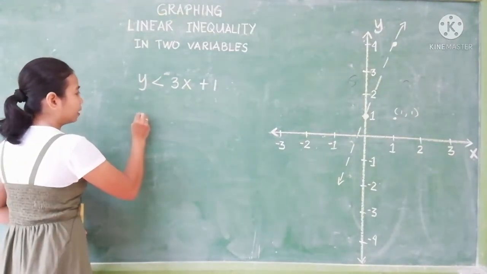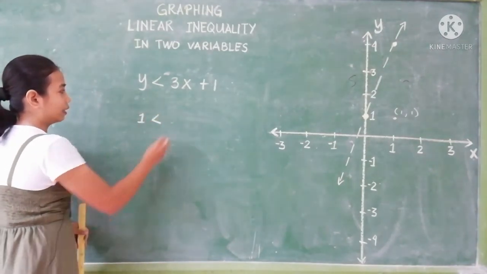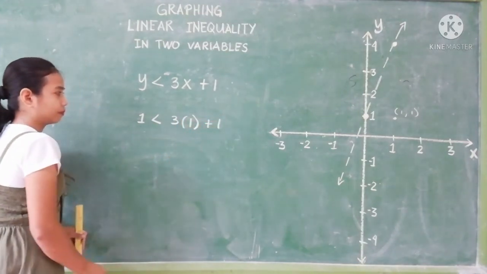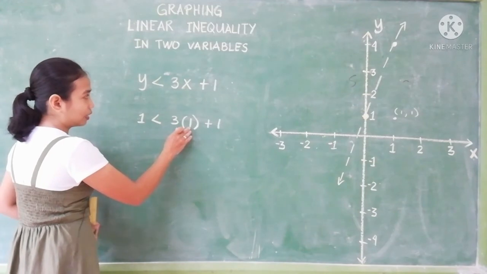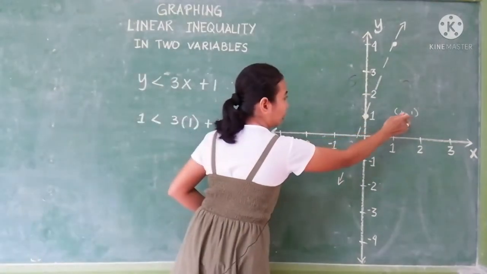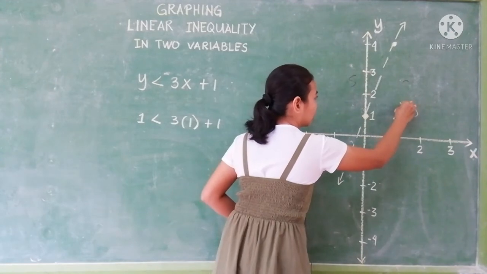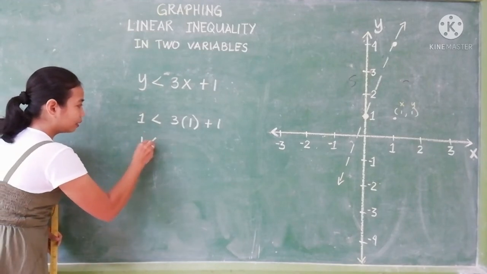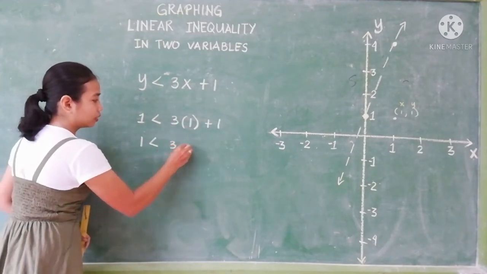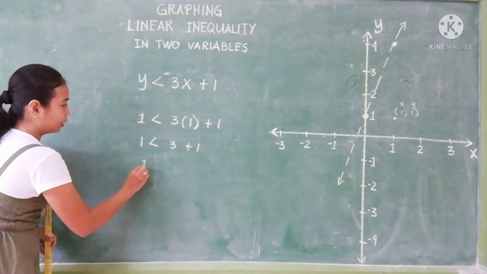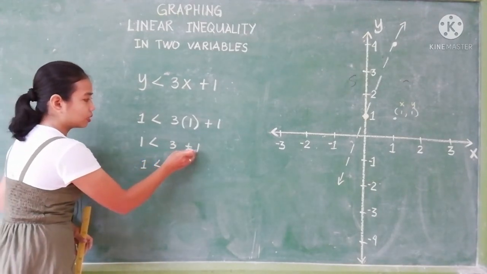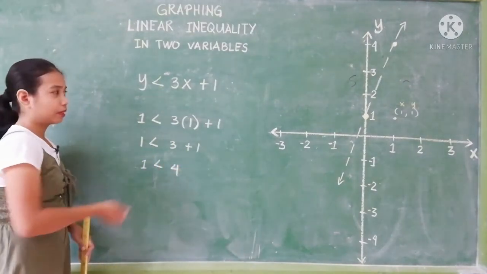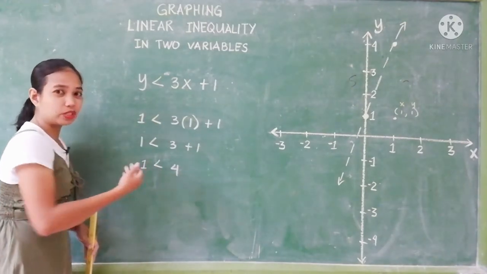Okay? So, y is 1 less than 3 times 1 plus 1. Okay, so, here, saan galing itong 1 na to? From this point, the value of x is 1. Remember, this is x and this is the y. Okay? So here, 1 less than 3 times 1 is 3 plus 1. Okay? So 1 less than 3 plus 1 is 4. So in this case, it will satisfy the inequality. 1 is less than 4, which is true.